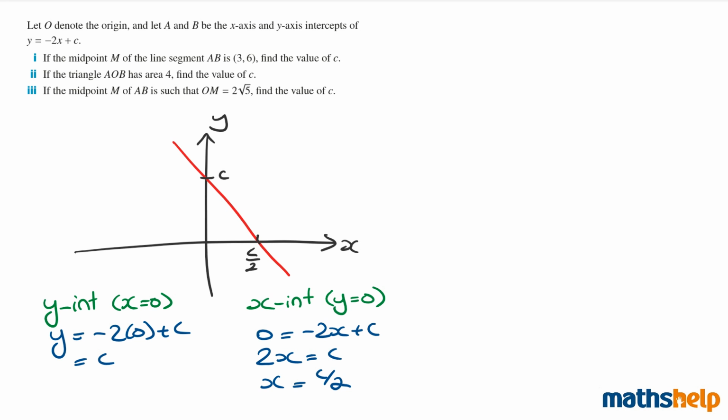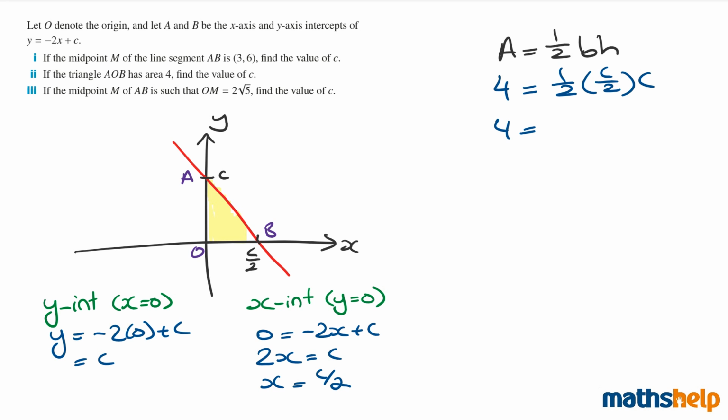We're told that the triangle AOB has the area 4. So this is A, O, and B. The area is here. We know that the area of the triangle is half times base times height. And if the area is equal to 4, then we can write 4 is equal to half times the length of the base, which is c on 2, and the height, which is going to be c.